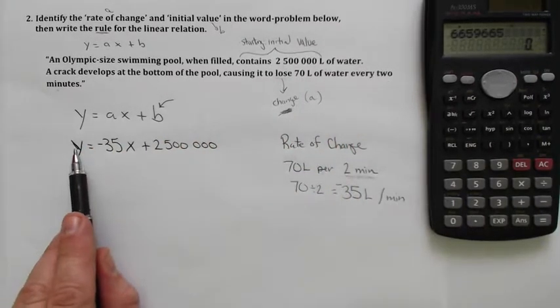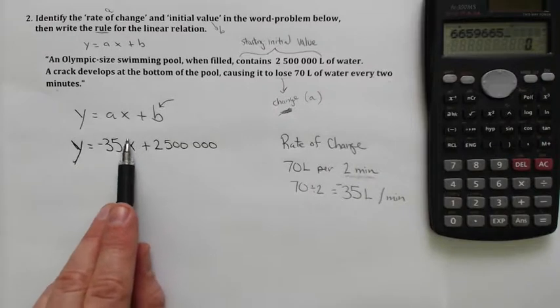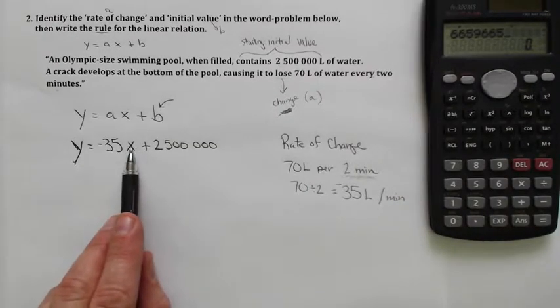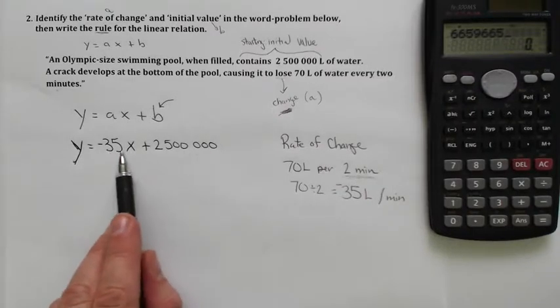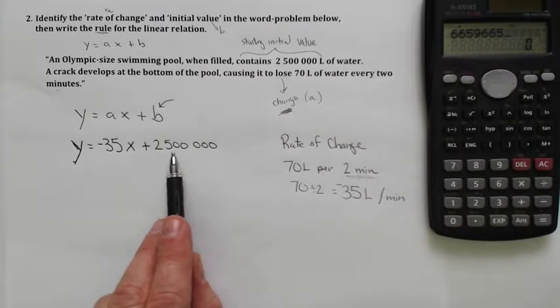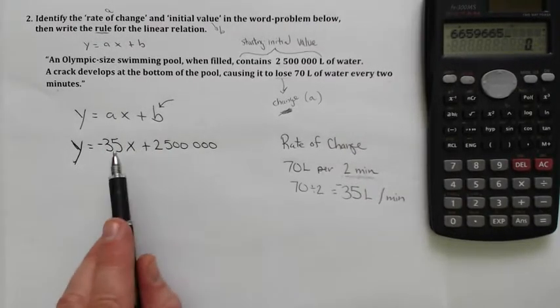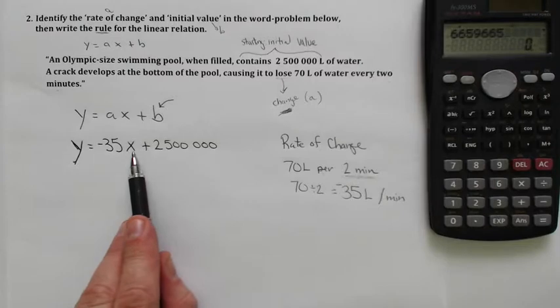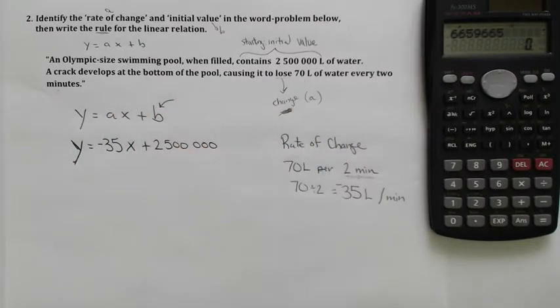Just quickly remembering that the amount of water in the pool depends on how much time has passed. The amount of water in the pool depends upon, so that's the dependent, how much time has passed. And as I manipulate the amount of time that passes, 1 minute, 2 minutes, 3 minutes, 100 minutes, that will affect how much water remains in the pool. And you can see that I'm going to subtract from that 2,500,000, 35 liters for every minute that goes by. And that's a real basic word problem with a rate of change and an initial value.